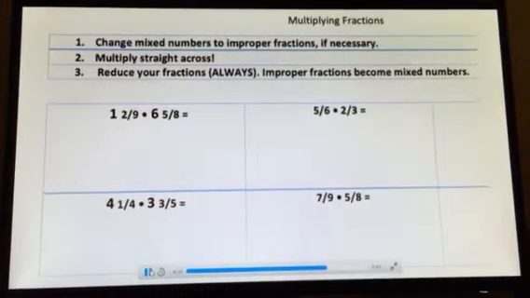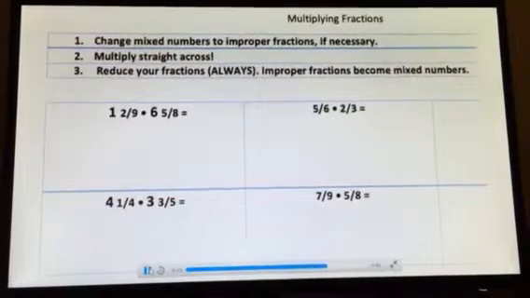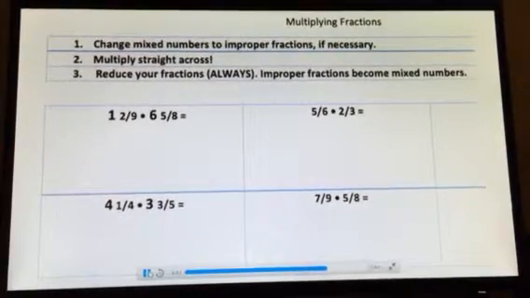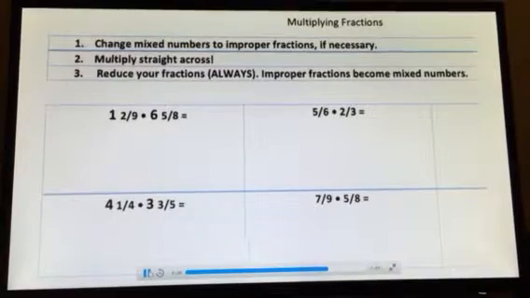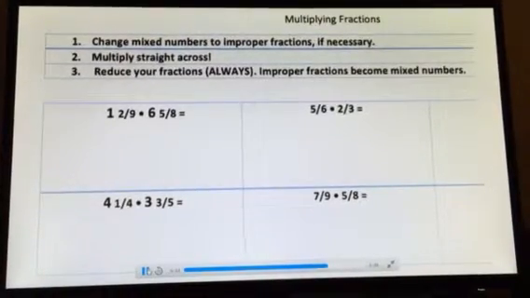Multiplying fractions is very straightforward. First, you need to change mixed numbers into improper fractions if necessary. Then multiply straight across. That's all you have to do. And then, of course, reduce your fractions. You need to reduce your fractions.